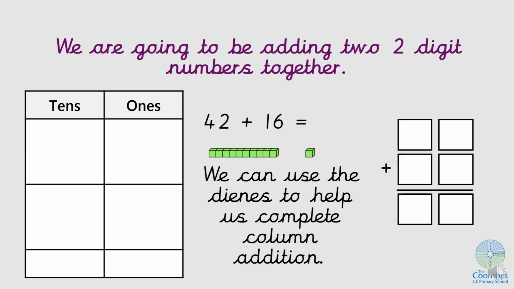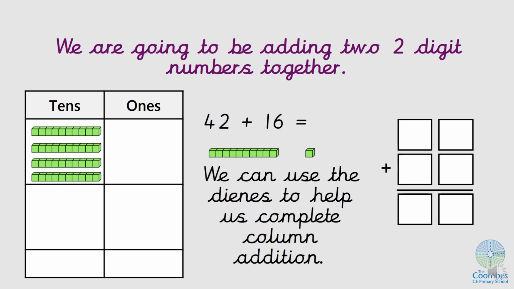Let's try another one, but this time we'll be filling out the column addition as well. So we'll start it the same as last time. We're going to use our Deans, our 10 stick and our 1 to help us. So we are trying to solve 42 add 16. How many tens have we got in 42? There are 4 tens. Let's put them into the grid. 1, 2, 3, 4. Brilliant.